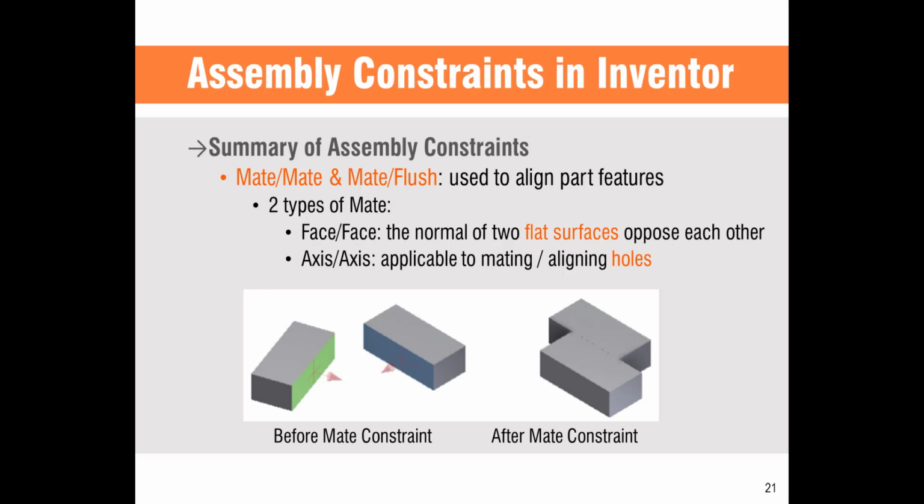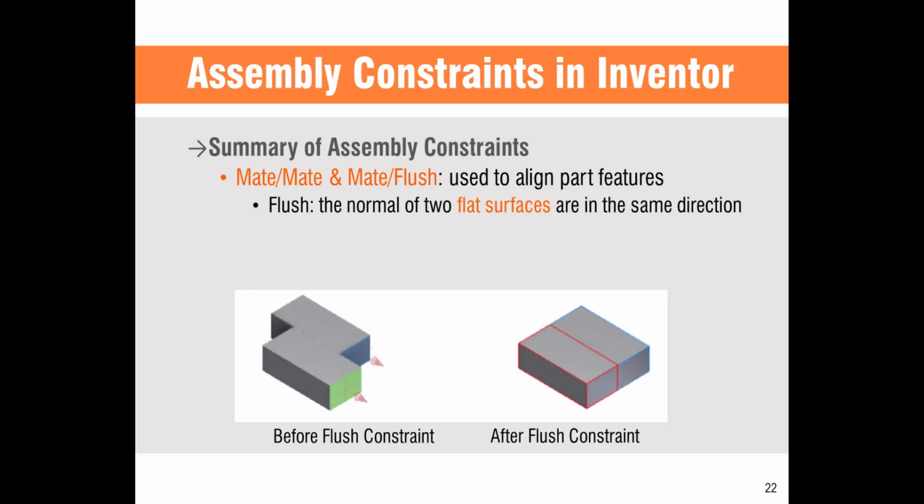When working with mate-mate, you can mate two faces together, which will cause the normals of two flat surfaces to oppose each other. As you can see, the two long faces of the boxes are constrained to face each other. You can also mate two axes, which is helpful when aligning holes. When working with mate-flush, you are aligning the part features but causing the normals of two flat surfaces to face in the same direction. As you can see, we've applied the flush constraint to the small faces of the box, and now their surface normals are facing in the same direction.